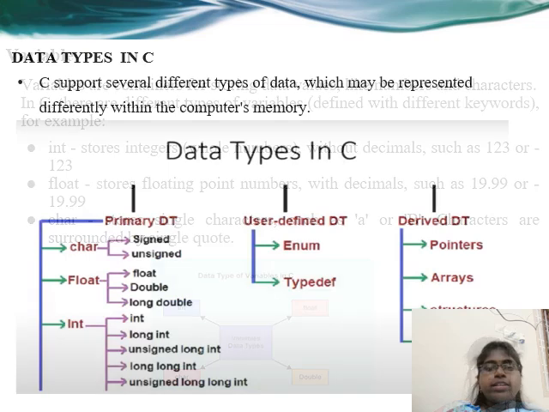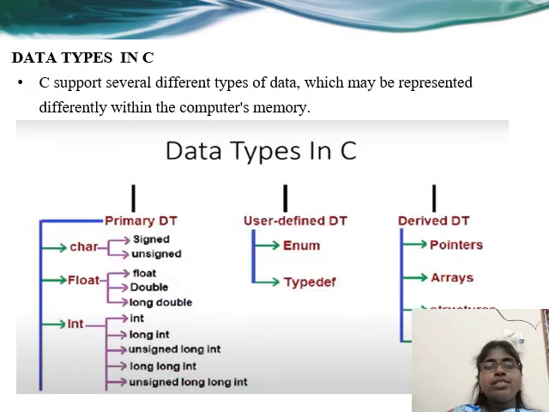Then next topic, data types. What are data types? C supports several different types of data which may be represented differently within the computer's memory. Data types are of three types: first one is primary data type, second is user-defined data type, another one is derived data type. Primary data types contain character, float, and integer. Characters are signed and unsigned. Float uses float, double, long double. Integers use integer, long integer, and unsigned long integer.